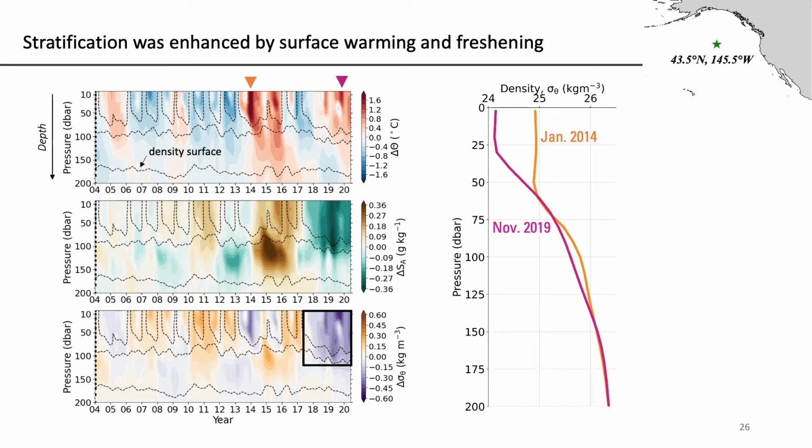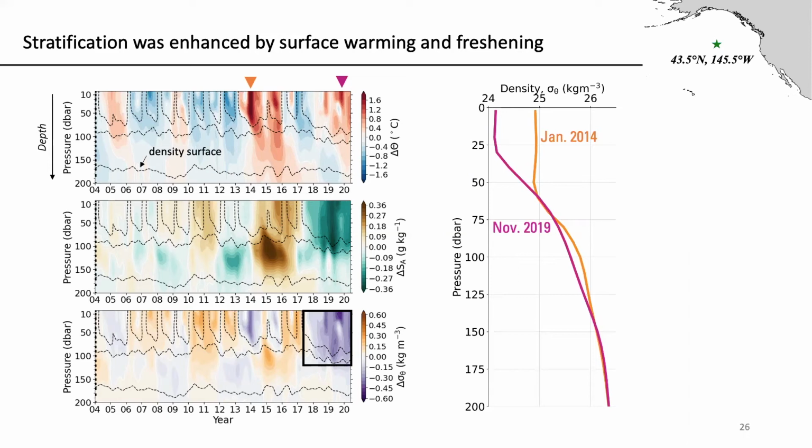And so you can see density is lighter on top, it gets heavier as you go down. This 2014 profile is chosen during the winter when the mixed layers are deeper, so there's not much change in density until you hit about 50 decibars, whereas in November, the mixed layer is normally a little more shallow, and so you can see that that change doesn't occur until 25.